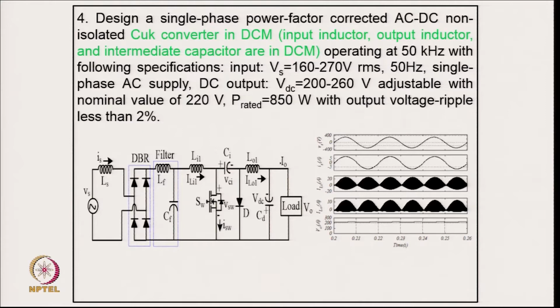So, now coming to example 4: design a single phase power factor corrected AC-DC non-isolated converter operating in discontinuous conduction mode and operating at 50 kilohertz. The specification: the supply voltage varies from 160 to 270 volt at 50 hertz single phase supply. Output voltage varies from 200 to 260 volt, adjustable, with a nominal of 220 volt. Power output is 850 watt with an output voltage ripple of less than 2%.